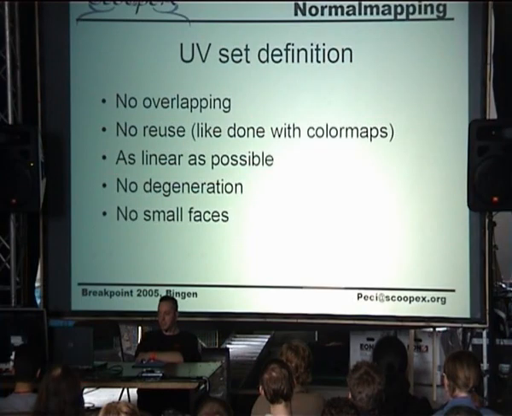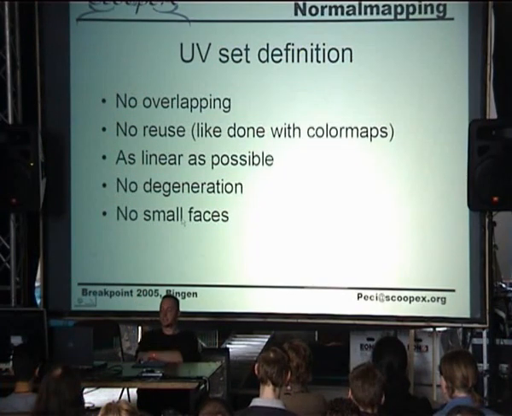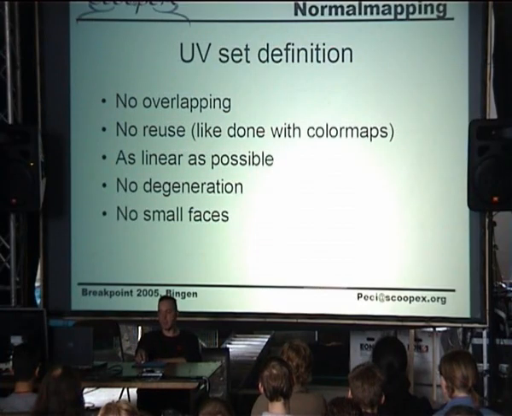Then it's really important to make the UV set as linear as possible, to not get distortion artifacts. You won't see that for color maps, but you will see it when using the normal map. And don't use any degenerate or tiny faces. For example, with a really flat and very tall triangle, the tangent calculation has precision problems, or might have.